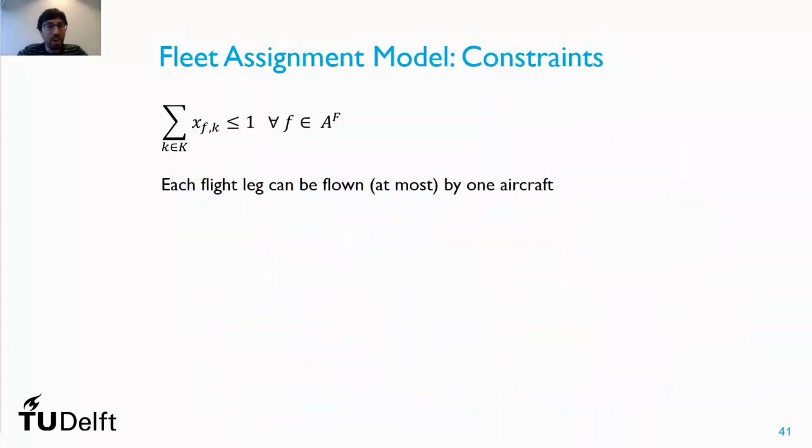And then let's finish off with our constraints. The first one is as follows. It basically implies that every flight leg can be flown by at most one aircraft. And by one aircraft, I mean one aircraft of a specific type. And please be careful, it's a smaller or equal type of constraint. It's not an equal, which means that many flight legs most likely will not be flown in our time-space network.